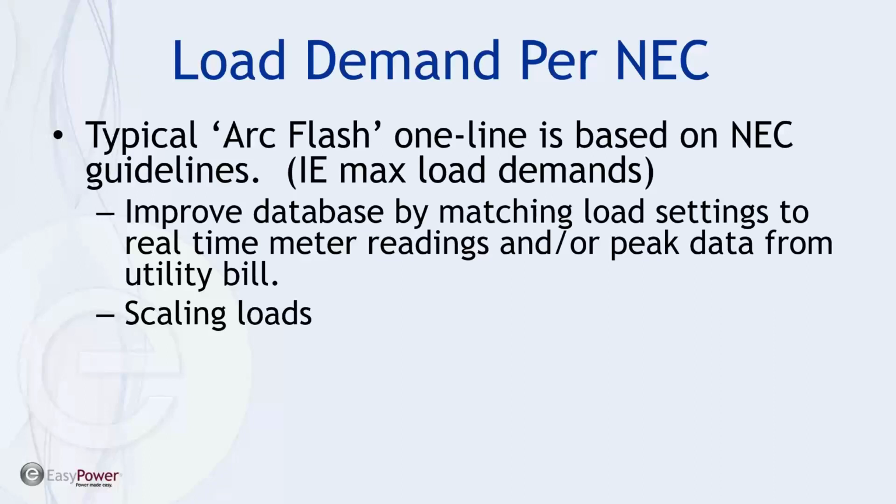In EasyPower, the typical arc flash one-line is based on the NEC guidelines for capacity, and usually that's a max load demand with some percentage guard band. One of the ways to improve the database is to match the loads with the real-time meter readings or peak data from the utility bill, and then scale loads to match those numbers that we've read or have from an independent source.